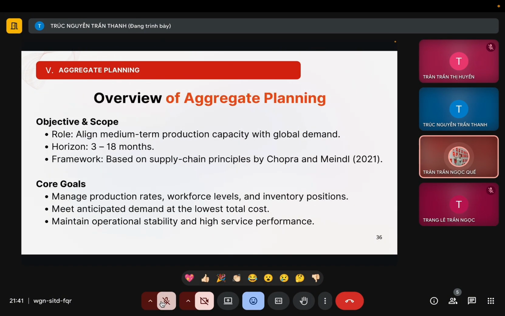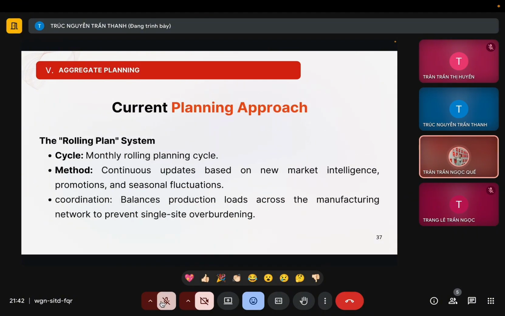APA planning matched production to demand over 3 to 18 months. Their goal is simple: meet demand at the lowest cost while keeping operations stable. They use a monthly rolling plan. They update it constantly with new market data. They also balance the workload, so no single factory is overwhelmed.